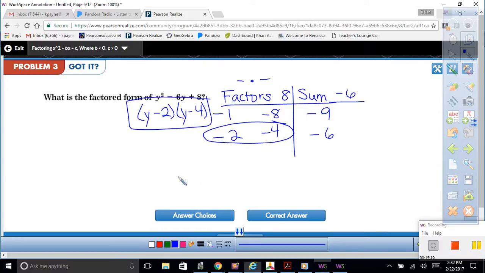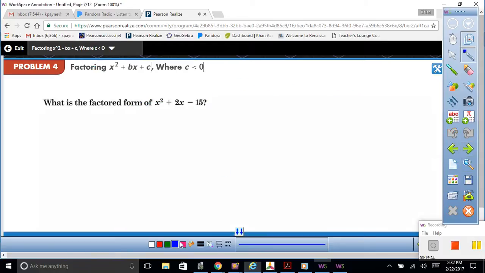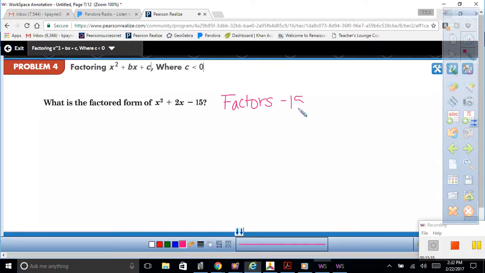And I'll spare you from checking this one since we've been checking them as we go. Let's move on to the next example. Same concept, they're just moving around where the negative sign is. So we're still finding the factors of our last number. This time, though, your last number is a negative number. And we want the sum still of our middle term, and it's positive again.